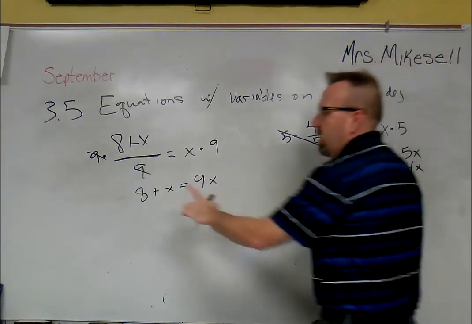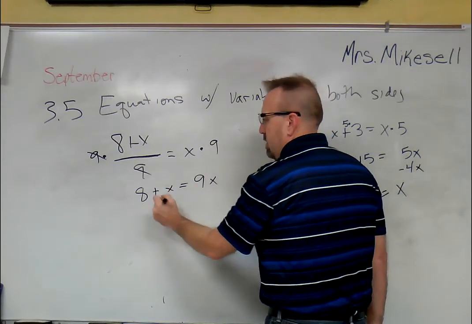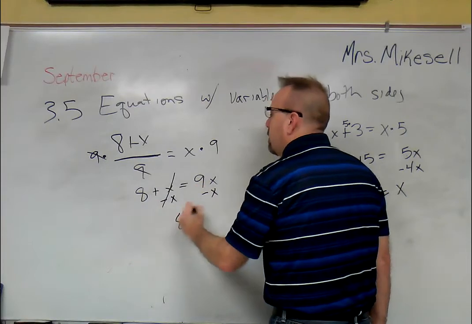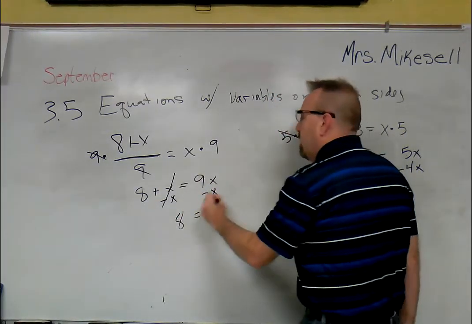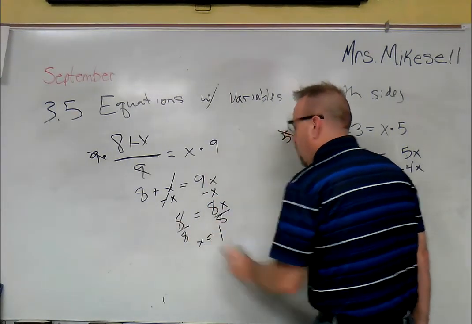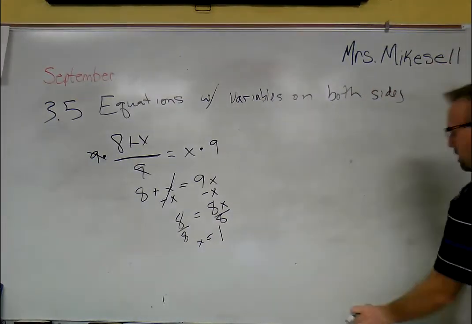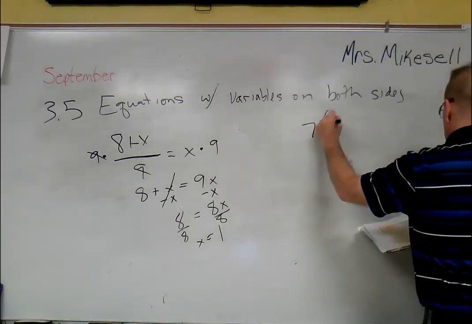How can we get rid of this positive x? It's the smaller of the two. So we're going to subtract x. 8 equals 9x minus x, which gives us 8x. Divided by 8, x equals 1. All right, one last one. This one, we're going to have several steps. And that is okay.